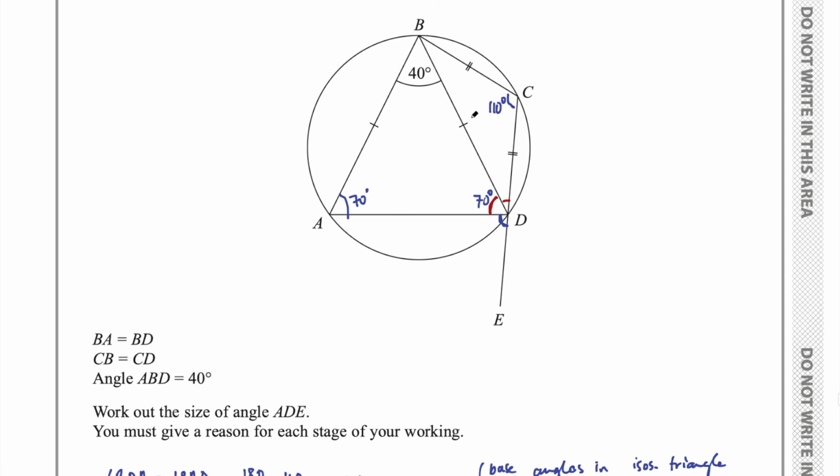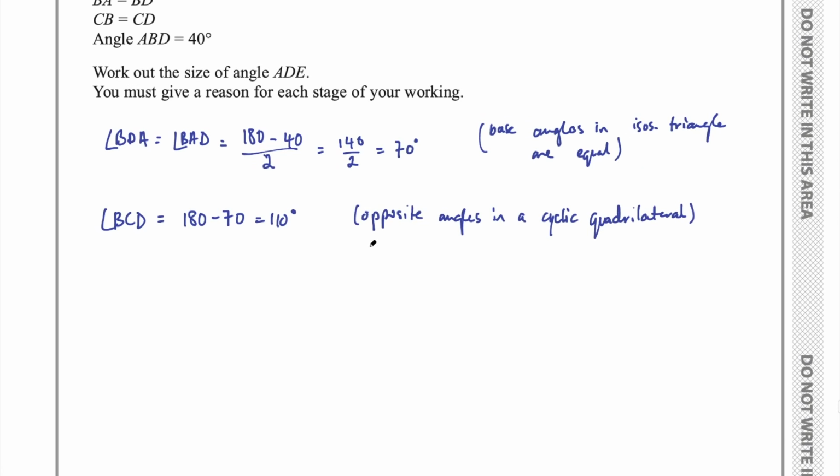Again, this is an isosceles triangle, so I can use the fact that base angles are equal again to work out this little angle in here. Okay, so I'm looking for BDC now, this little angle. So angle BDC is equal to 180 take 110 divided by 2. This is 70 divided by 2. This is 35 degrees. And then again, this is base angles in an isosceles triangle.